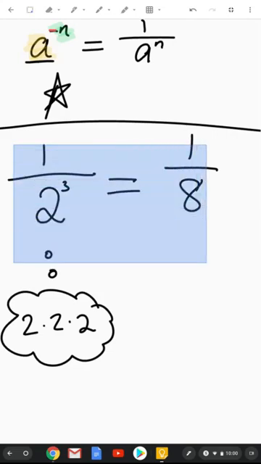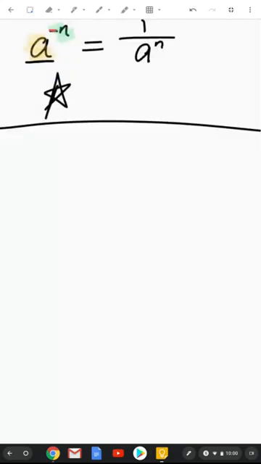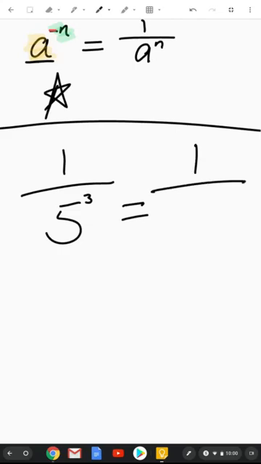One other thing that you could potentially get is, let's say we have 1 over 5 to the third power. That's probably the highest I would make you go. But that's 1 over 125. Okay? So there's some negative exponents for you.